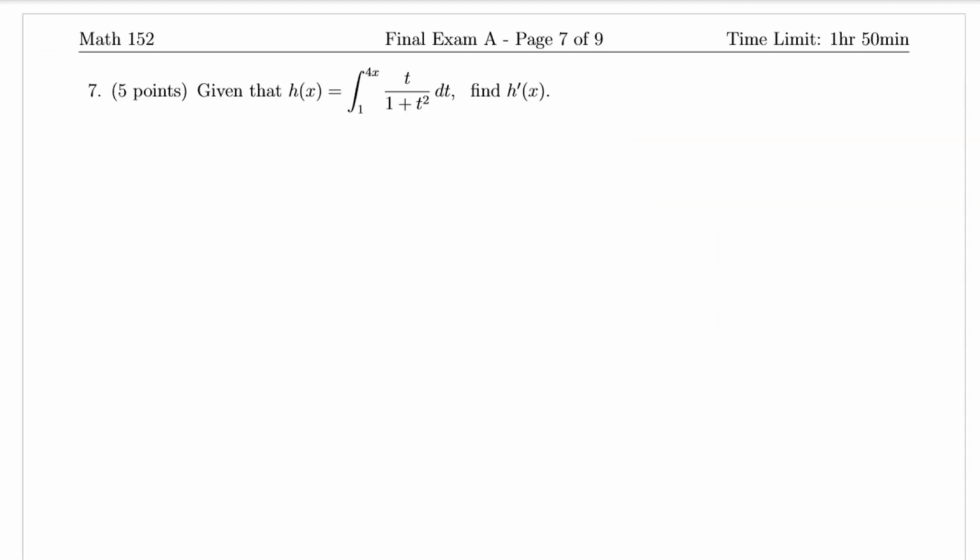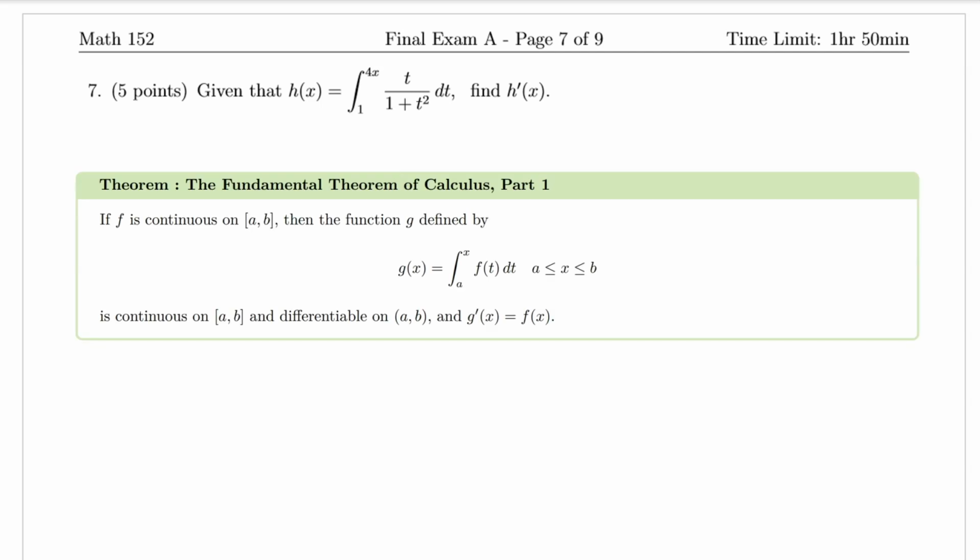Question 7 says, given that h of x is equal to the integral from 1 to 4x of t over 1 plus t squared dt, we would like to find h prime of x. So we definitely want to use the fundamental theorem of calculus part 1, but part 1 requires that the upper limit of integration be just a single variable by itself. Here's a statement of the fundamental theorem of calculus part 1, and because our upper limit of integration is not just a single variable by itself, we just have to do a slight alteration.